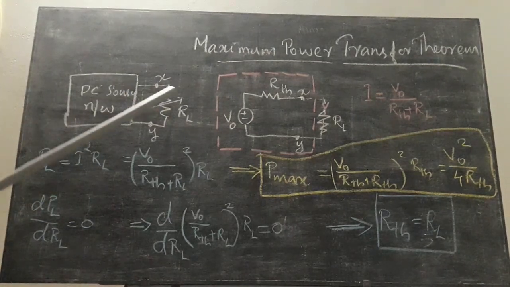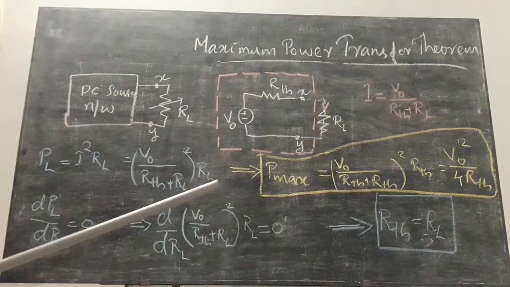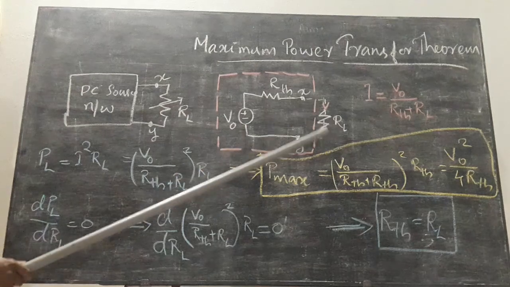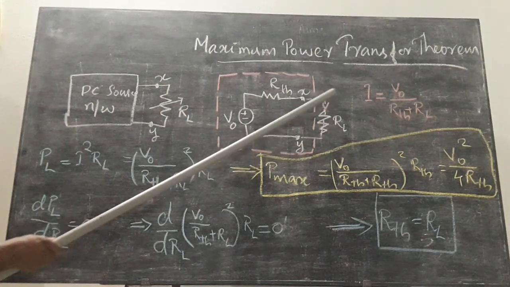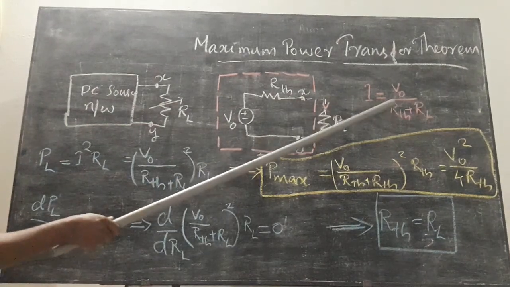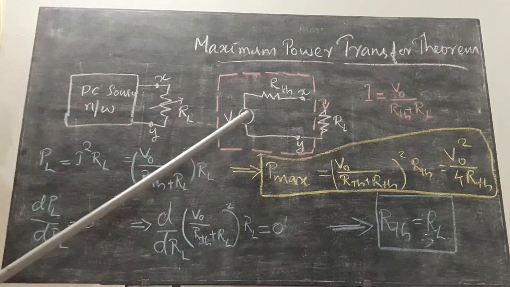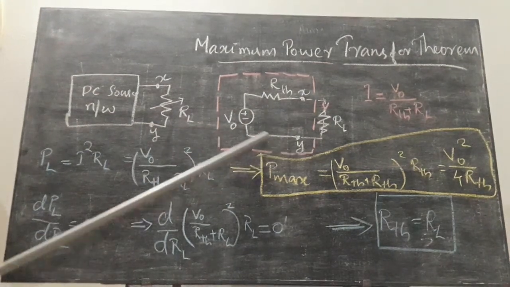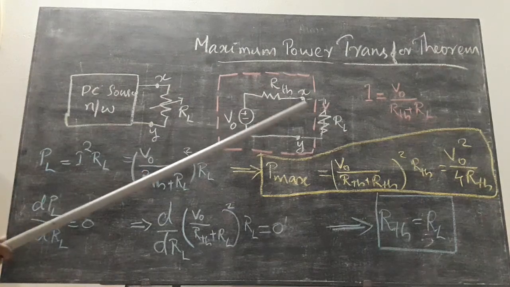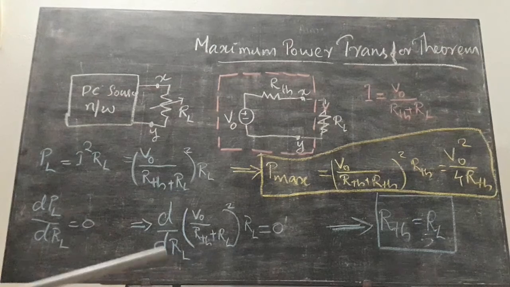Now, the current delivered from the source to the load is I, the current in RL marked here. We can say that I is equal to V0 by RTH plus RL. See, in this circuit, the current is the total voltage V0 divided by the sum of the resistances RTH plus RL. That is, I is equal to V0 by RTH plus RL.